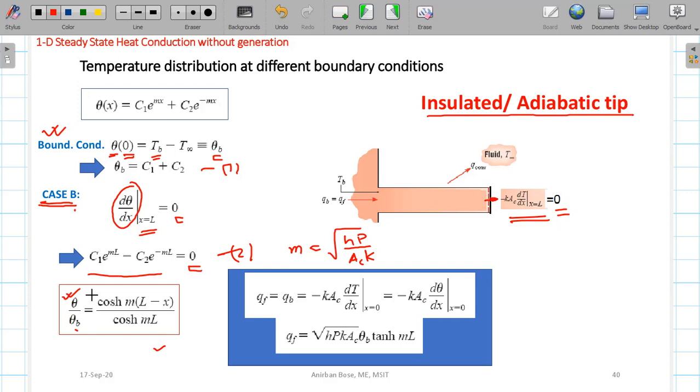After getting this temperature distribution, the next thing is to find Q_f. That Q_f will again be equal to Q_b, and for that you can apply Fourier's law of heat conduction. Just differentiate theta with respect to x and put x equals 0, and you will get that Q_f is equal to this. It is a very, very important formula. You have to remember it. This is the final expression for the fin in the case of an insulated tip.